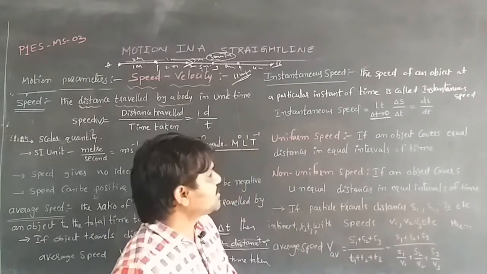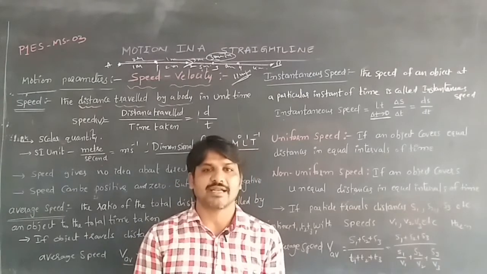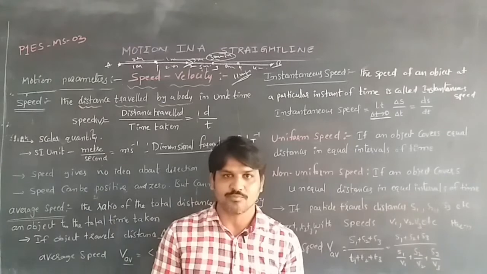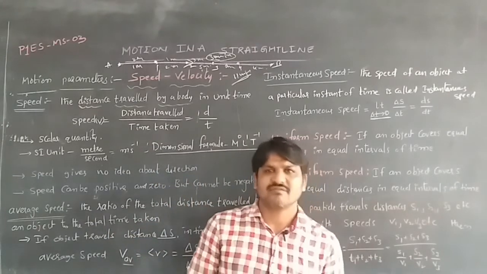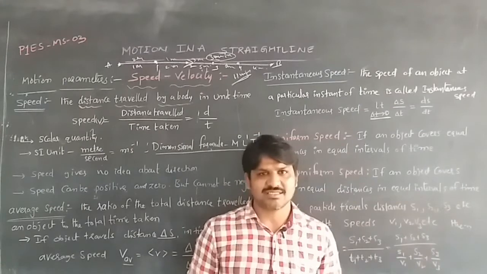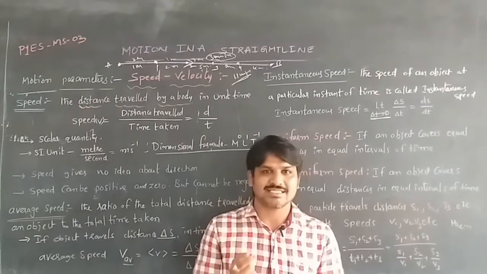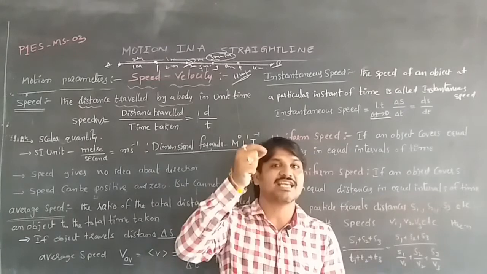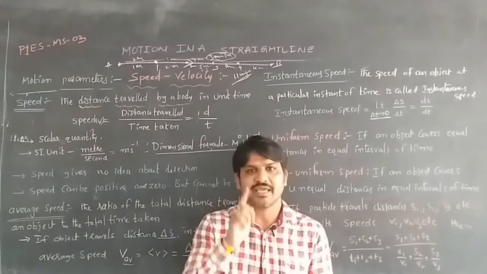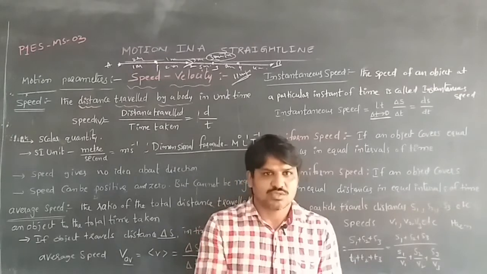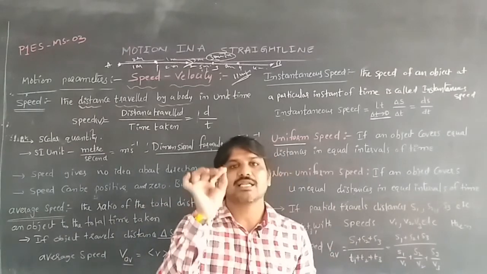Then we should know what uniform speed and non-uniform speed are. Listen carefully, because uniform and non-uniform is an important topic. What is uniform speed? Whenever we are in school, all the students wear the same dress, that is a uniform. Uniform means same. If an object moves equal distances in equal intervals of time, that is uniform. In school or college, when we wear the uniform, all students are equal. So uniform means the body travels equal distances in equal intervals of time.